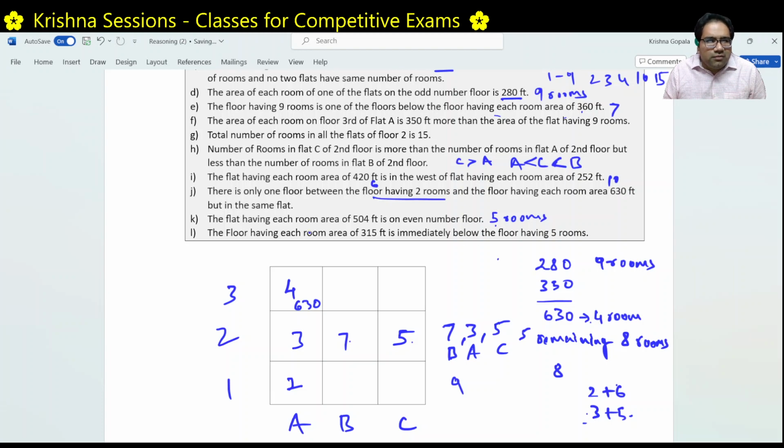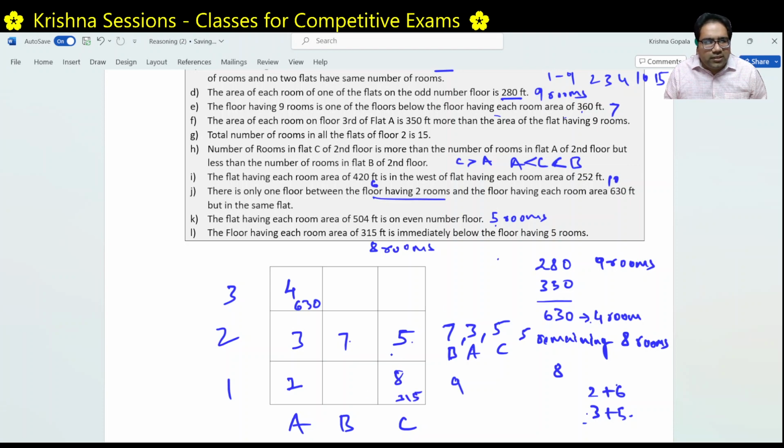Now, the floor having each room area of 315 feet is immediately below the floor having 5 rooms. What is 315 feet? 2520 by 315 is equal to 8. This is 8 rooms. 8 rooms is below the one which is having 5 rooms. That is this, 8 rooms. 8 rooms is 315.